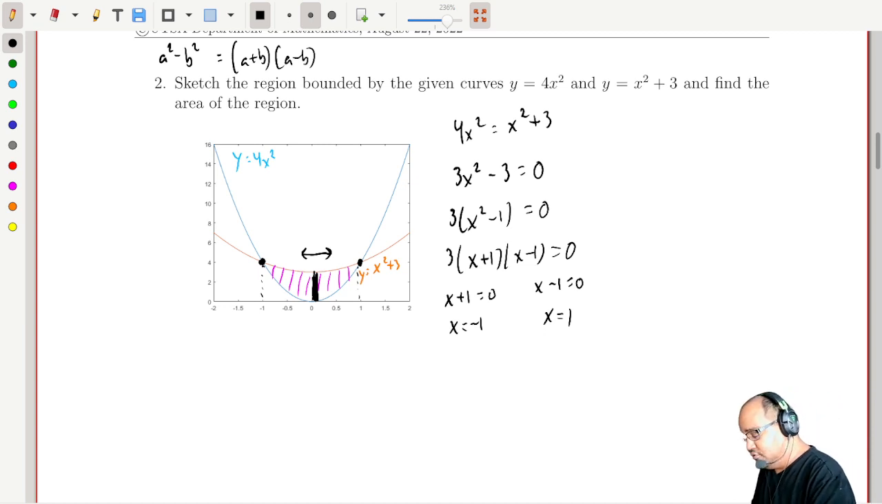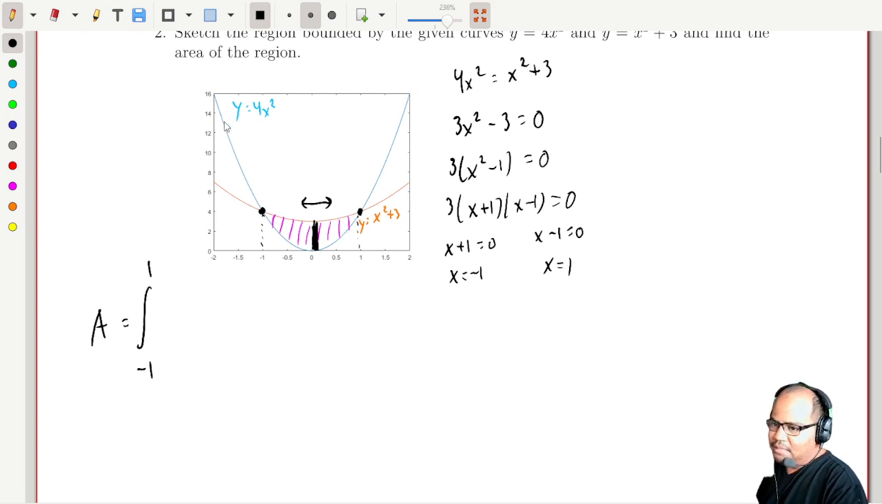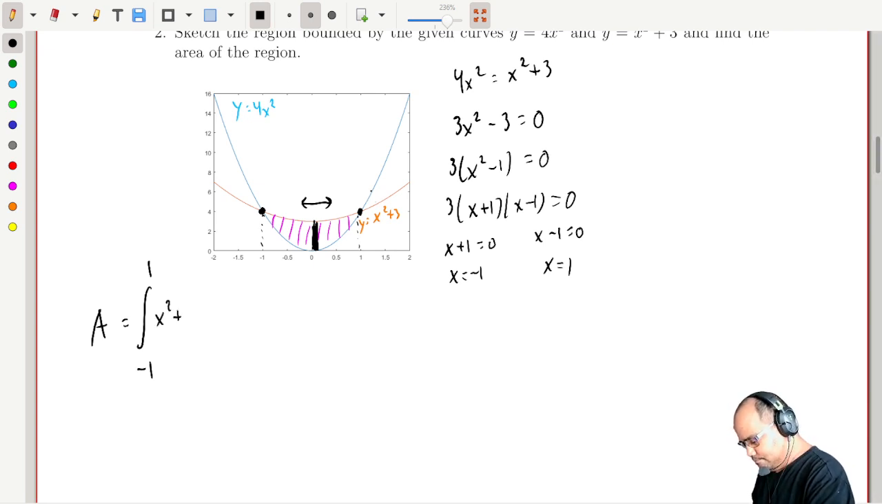Now we'll go ahead and set up our integral for our area. Let's get a little bit more space here. So our area here, which I'm calling A, is the integral from -1 to 1. That's the lowest x value and the largest x value. Now I need to do top minus bottom. Here, the top curve is in orange. That's where the top of the strip is. And the bottom one is in blue. So top minus bottom here: x squared plus 3 minus 4x squared dx. Go ahead and collect some like terms here. We'll have 3 minus 3x squared dx.